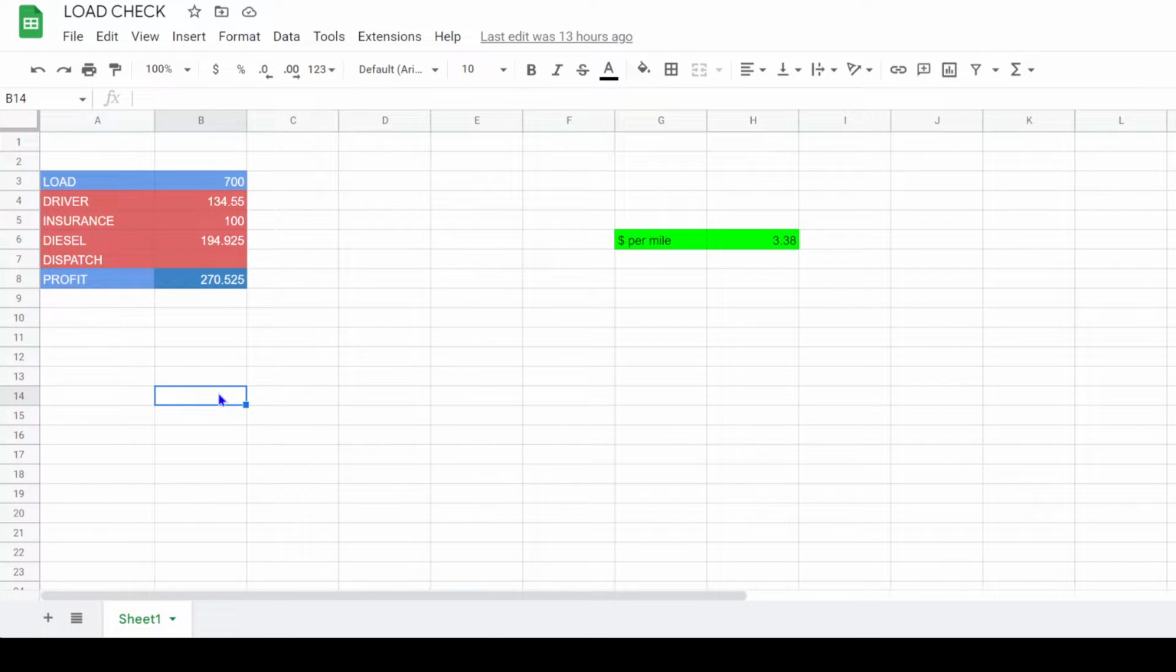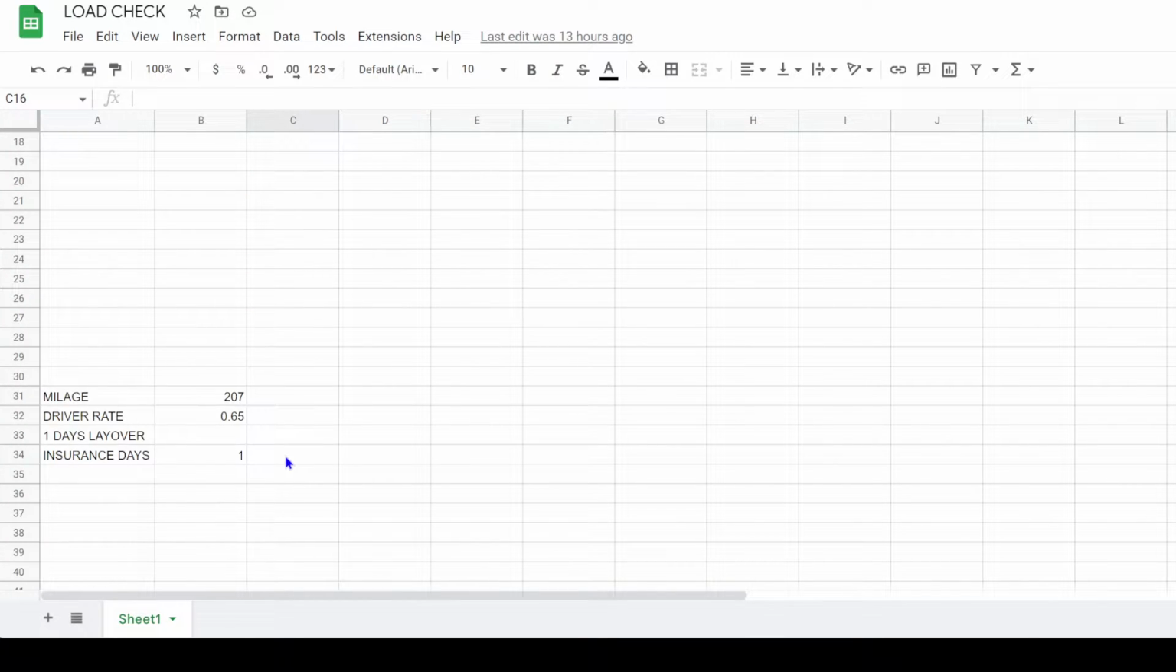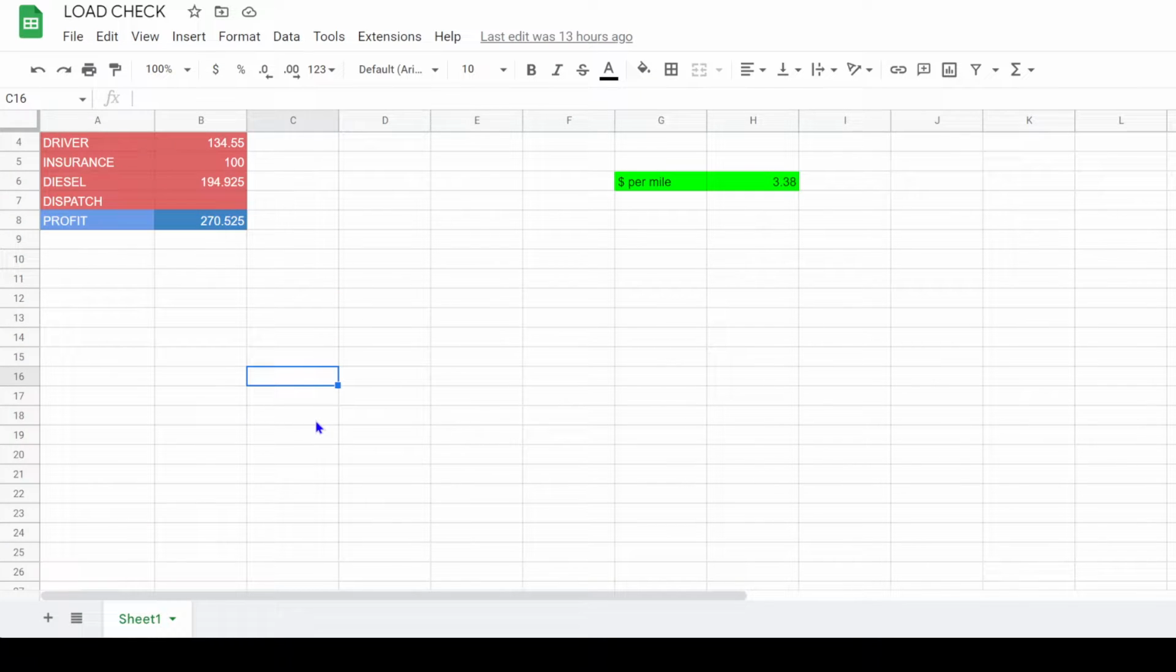Let's just say that you're in Florida and you want to get out of Florida. We're based in Miami, so I'm gonna try to do my little simple calculations here. I'm gonna give you guys a breakdown of what I have here. So I have load, driver, insurance, diesel, dispatch, profit. It's very straightforward. Over here I have the dollar per mile they're paying, and then on the bottom it's where I actually have to input a couple of things.